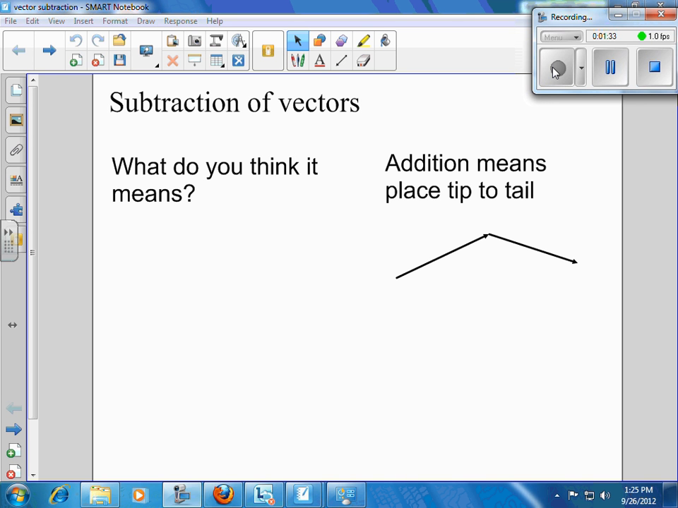So, what do you think subtraction of vectors means if I remind you that addition means placing it tip to tail? Maybe tail to tip. Why do you say that? Or are you just guessing? I'm guessing. Good guess. Anybody else got any ideas? Maybe tip to tip? I don't know. Tough to say, right?